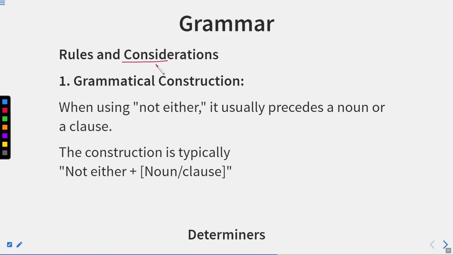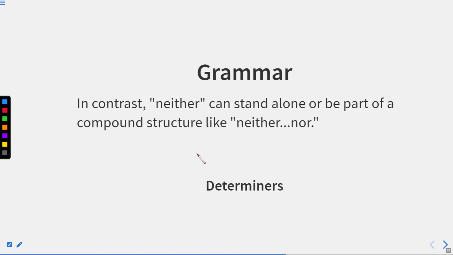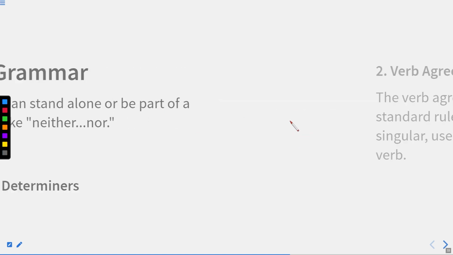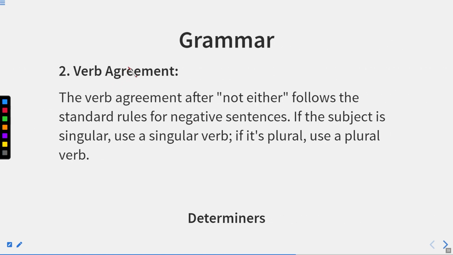Now, rules and considerations, grammatical constructions. When using not either, it usually precedes a noun or a noun clause. The construction is typically not either plus noun clause. In contrast, neither can stand alone or be a part of a compound structure like neither nor. So I have already told you about the subject-verb agreement that is used with neither nor, either or.